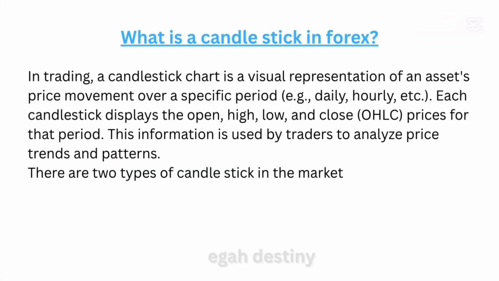In trading, a candlestick chart is a visual representation of an asset's price movement over a specific period, e.g., daily, hourly, etc. Each candlestick displays the open, high, low and close prices for that period. This information is used by traders to analyze price trends and patterns. There are two types of candlesticks in the market.